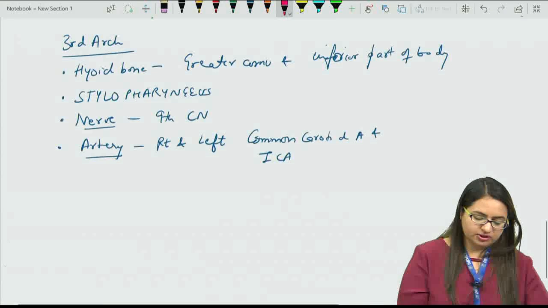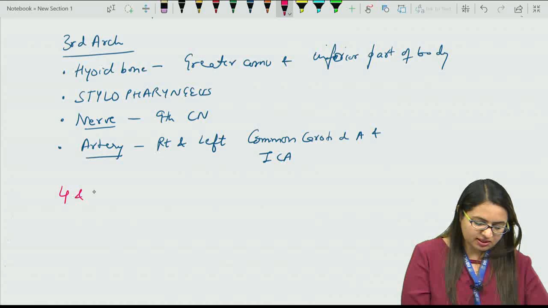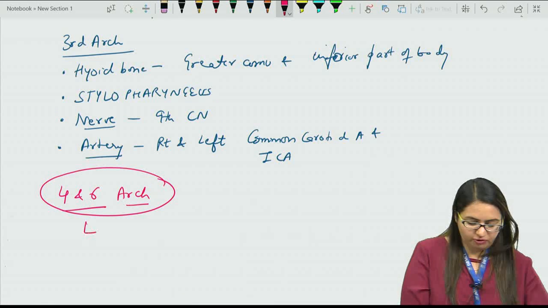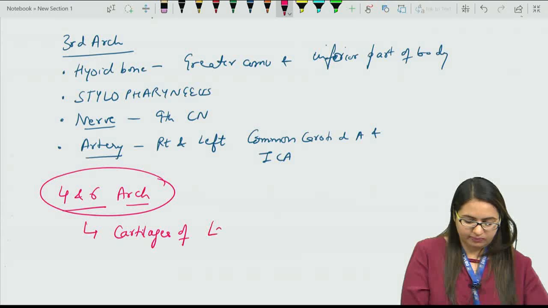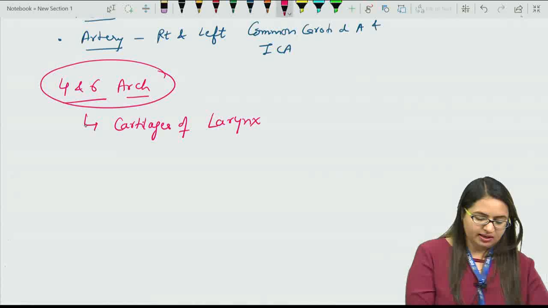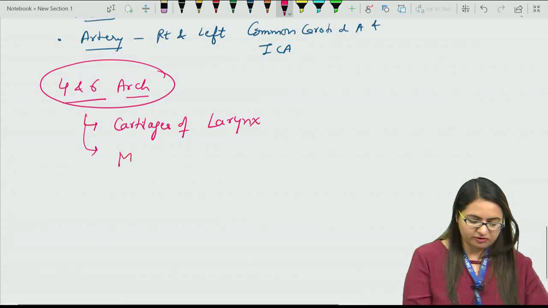So these are the derivatives of third arch, and when we talk about the fourth and sixth arch, the fifth arch disappears. Fourth and sixth arch combine together to form the cartilages of larynx. The various cartilages of the larynx, and along with that the muscles of larynx and pharynx.